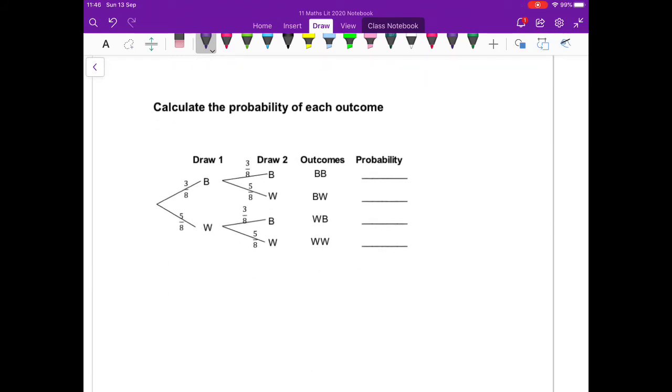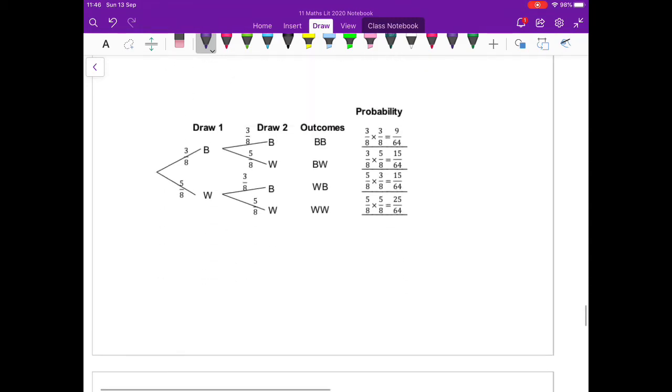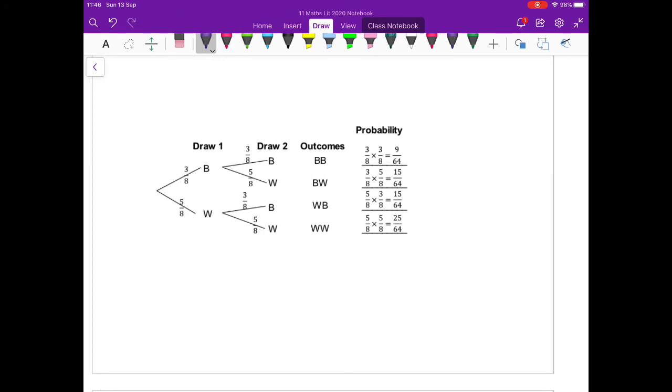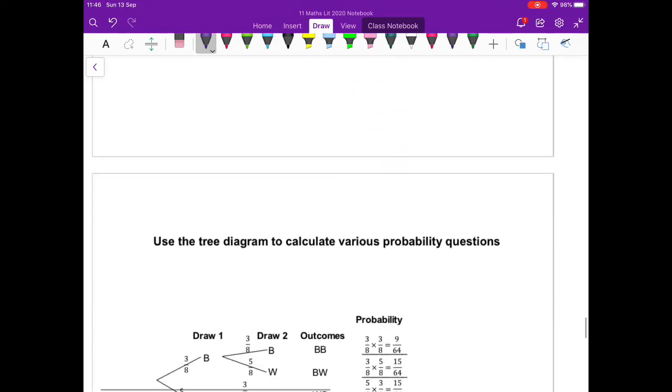So once you've filled out the outcomes, we are now going to calculate the probability. What we do is take each value on those branches. So here it would be 3/8 multiplied by 3/8. And remember, 3 3s are 9, 8 8s are 64. And you would repeat that for each of the branches, and you would get that set of probability values. Once you have done that, you can use the probability in your tree diagram to answer the questions.